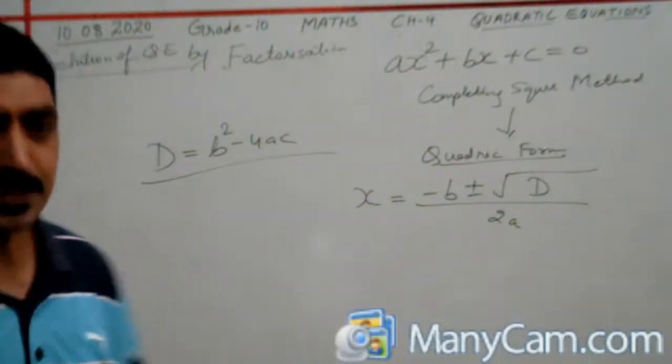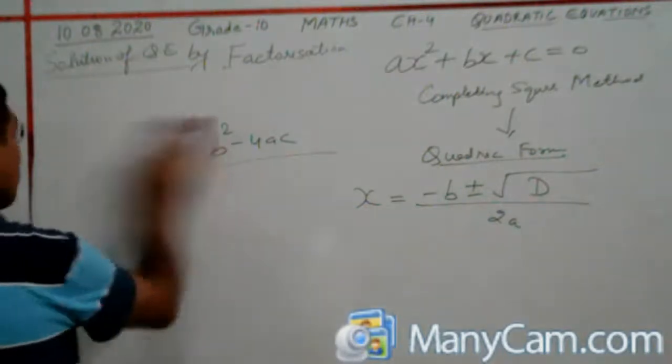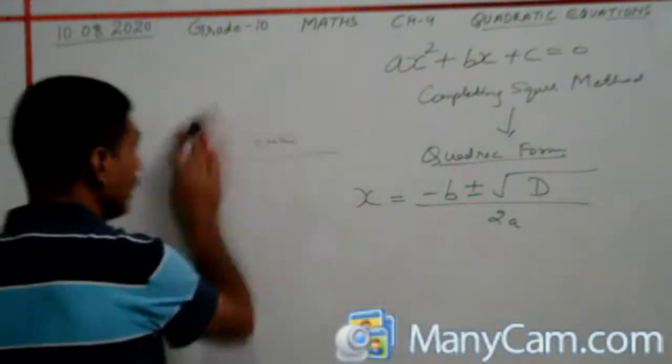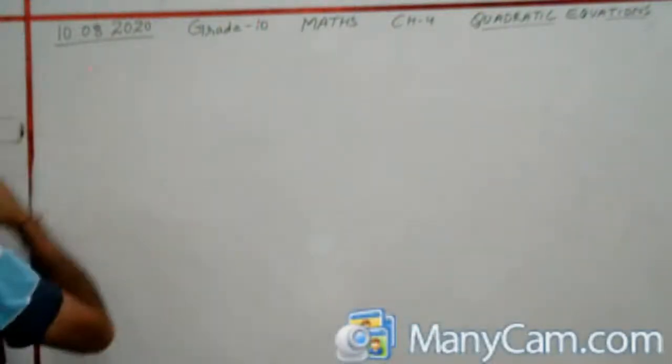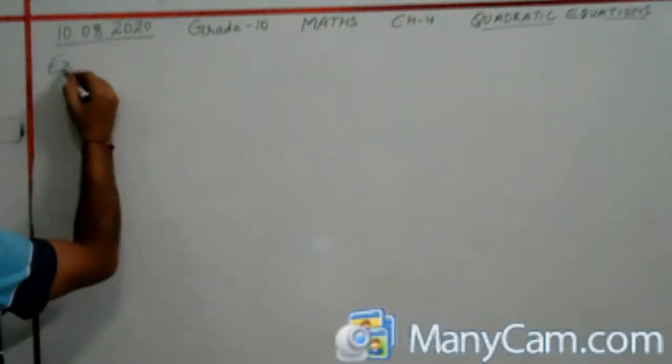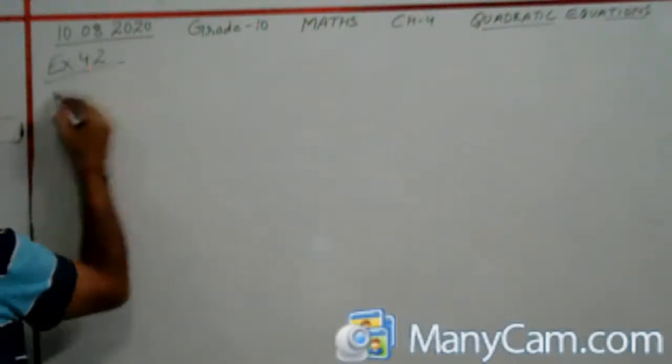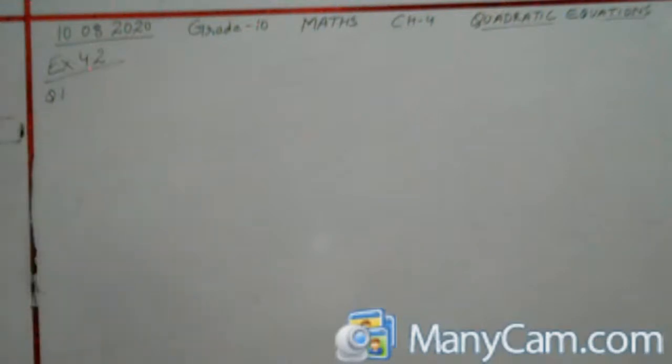So we will discuss that. Let me first complete this exercise 4.2. Question number 1 has 5 parts. Students are saying no, sir. So, exercise 4.2.